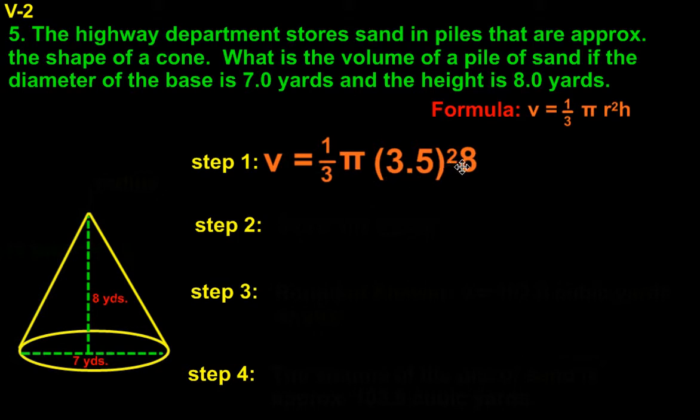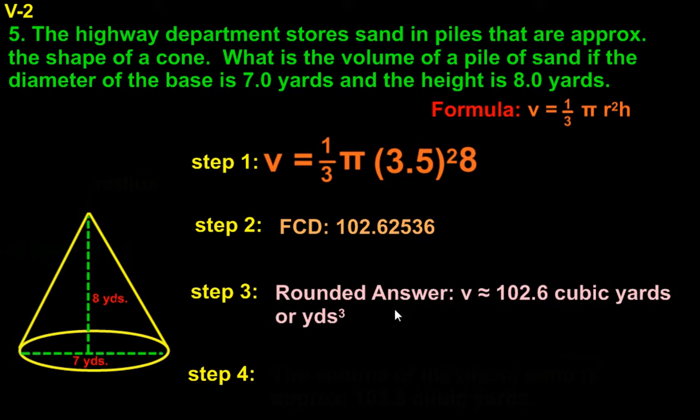Now, in this particular kind of problem, we don't need to get an exact answer, but we do need to get a rounded answer. So we have to plug the entire set of information into the calculator, and that's going to get us a full calculator display of 102.62536. From there, we can round the answer, and we can say that the volume is approximately 102.6 cubic yards, or yards cubed.